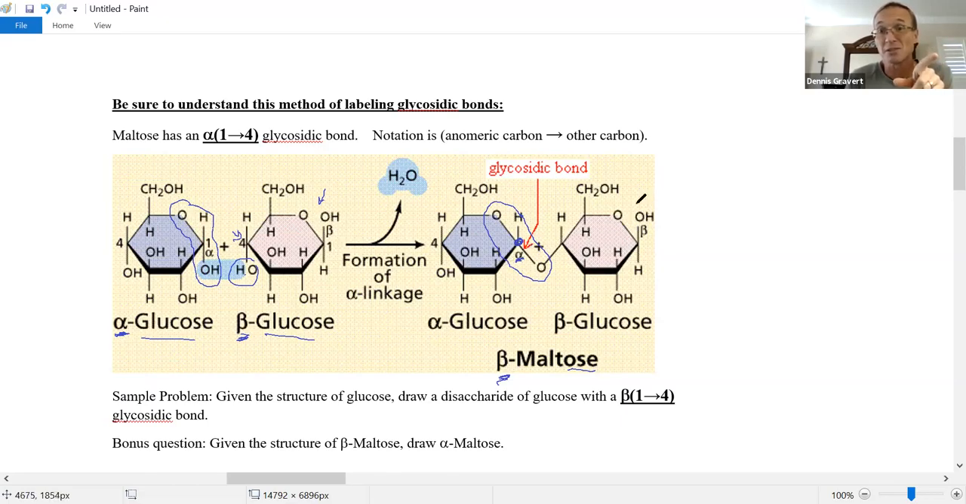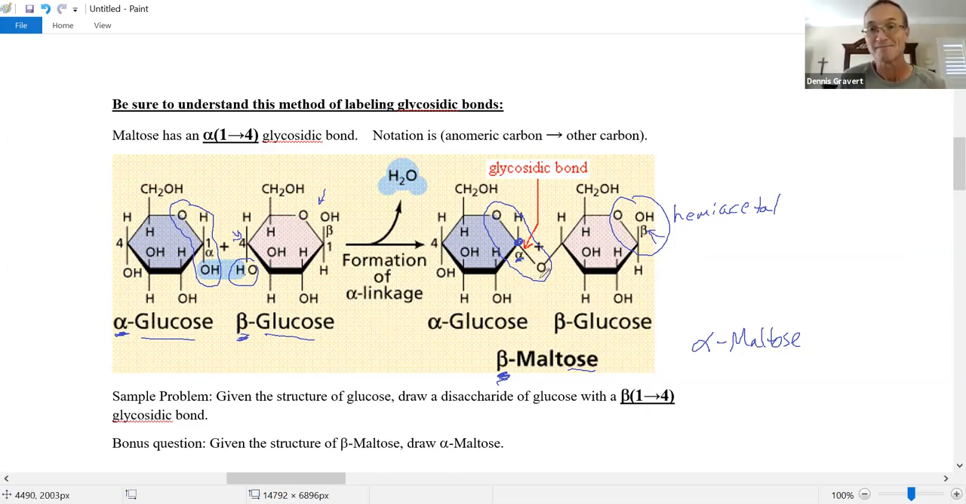But in maltose, we got this other sugar on the right here that's still in the hemiacetal form. And for this alcohol group, up is beta. So that tells us this is the beta form of maltose. If the hemiacetal had the alcohol group pointing down, then that would be the alpha form of maltose. Maltose is defined to be two glucoses connected by an alpha glycosidic bond.